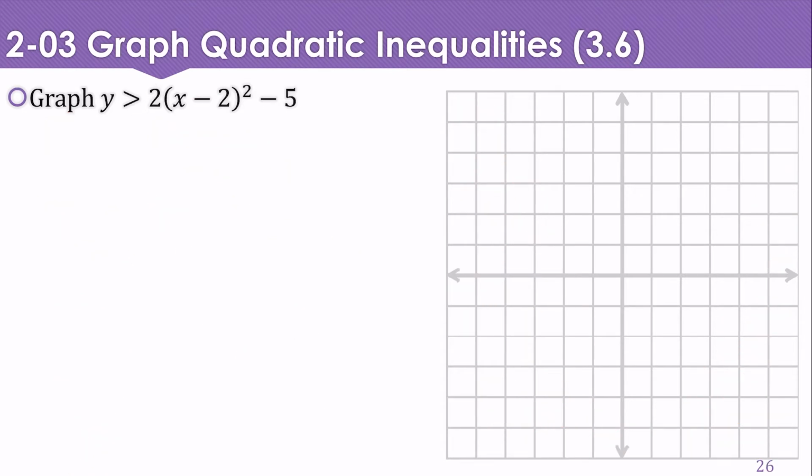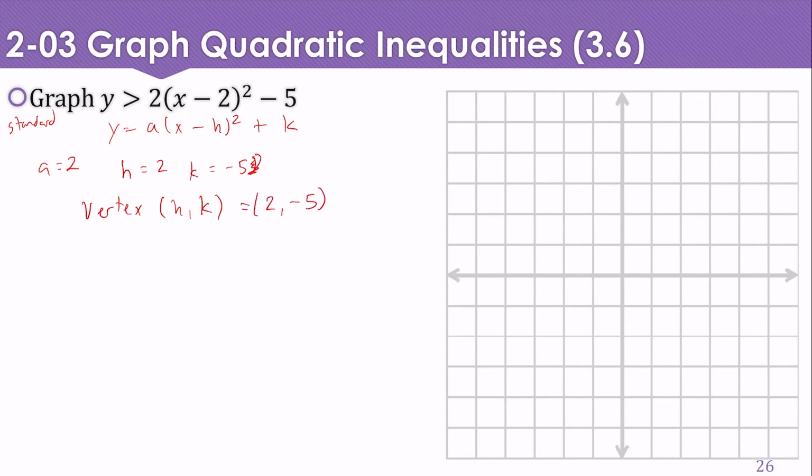Let's try another one. What form is this in? That's right, this is in standard form, which is y equals a times x minus h squared plus k. You see a is 2, h is 2, and k is negative 5. Our vertex is h, k, or 2, negative 5. Yeah, I wanted to put the parenthesis up there. 2, negative 5, that is the vertex.